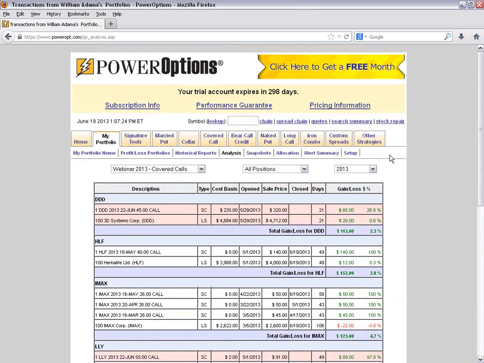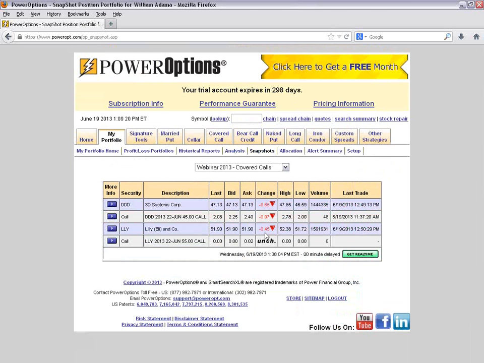Okay, real quick, I'm going to go to the snapshot view. Now the snapshot view just shows you, so we're looking at that covered calls portfolio. We had the loss on LLY and we had the 3D Systems position. What the snapshot view just shows you is real quick what are the gain and losses of your open position that you're tracking in your portfolio.